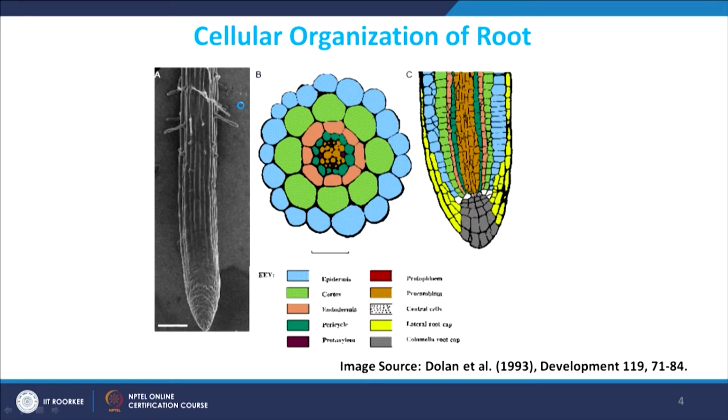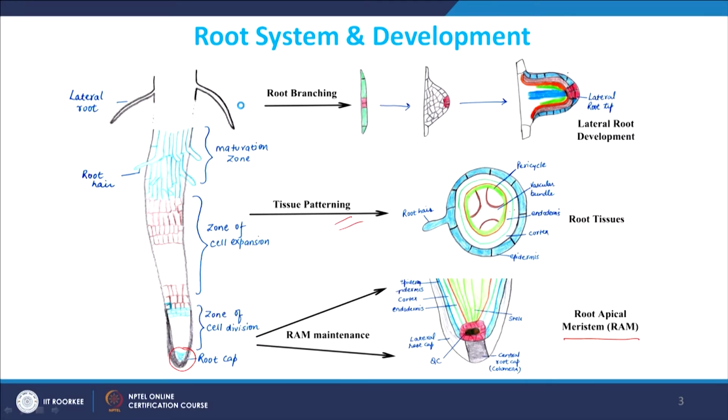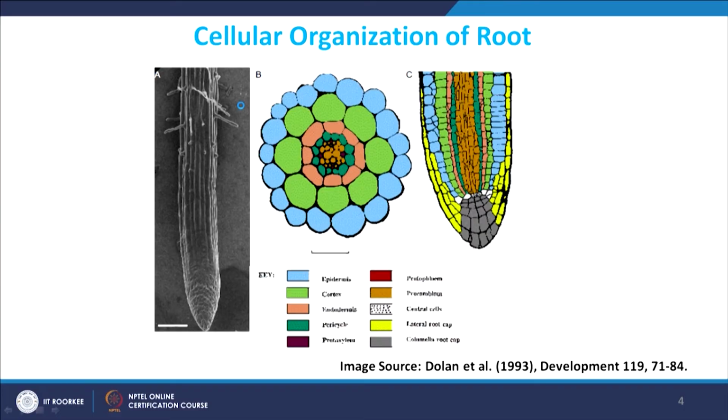So, now in this class we will focus on the first aspect, which is the root apical meristem. What happens in the root apical meristem, what are the processes, how the meristem is maintained. This is more important, because if you look at the root tip carefully, in this picture you can see this is the region which is basically the meristematic region.